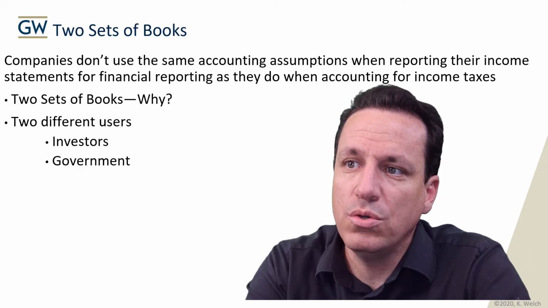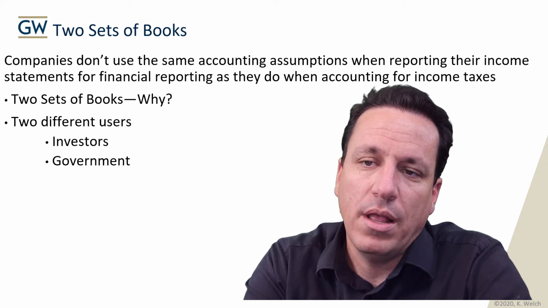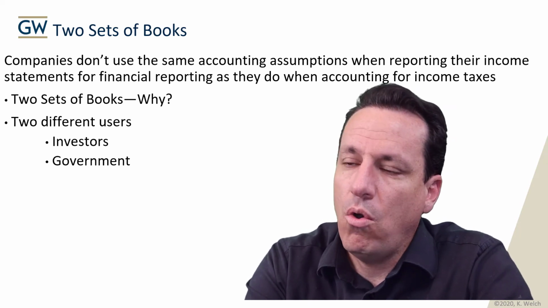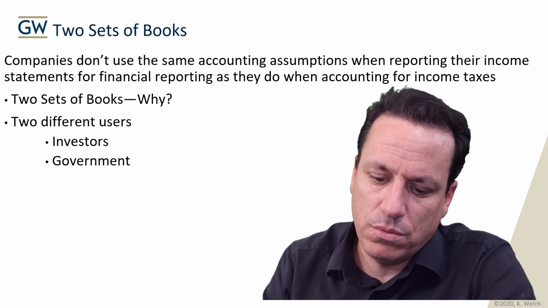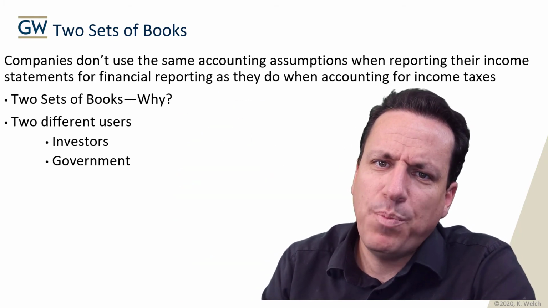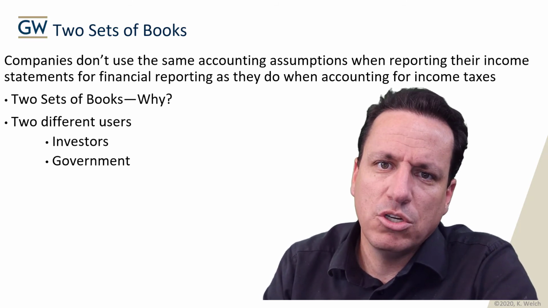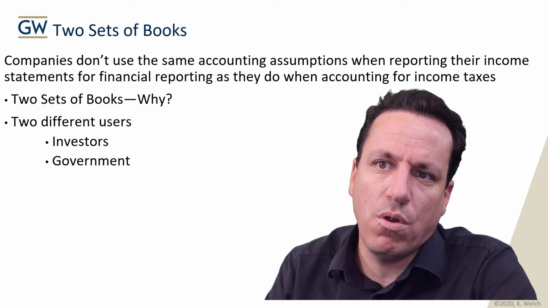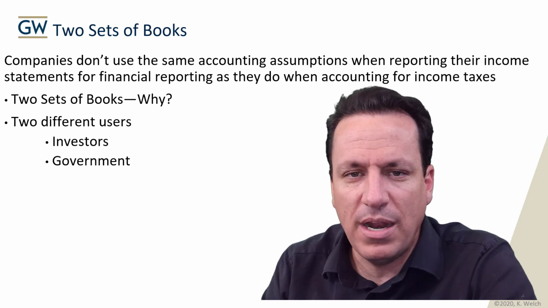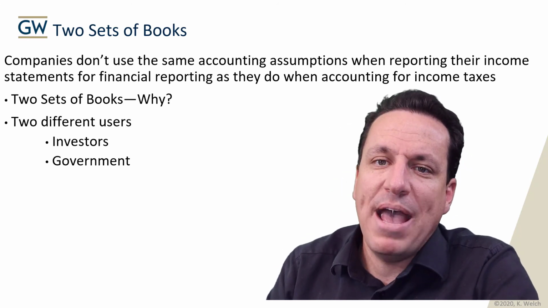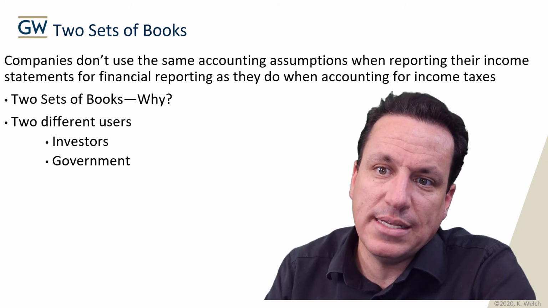Companies don't use the same accounting assumptions when reporting their income statements and financial reporting. So when they report to the IRS or to their shareholders, and this bothers some people. Some people have a hard time getting around this, but there's two sets of books. There's a book for taxes, and then there's a book for the business. And the reason why is because there's investors and government. And the reason why this matters is because depreciation methodologies frequently are tied to these things.